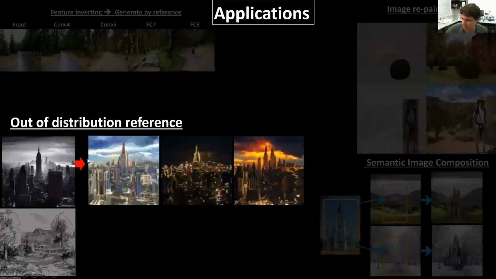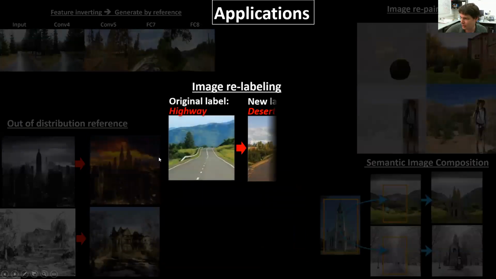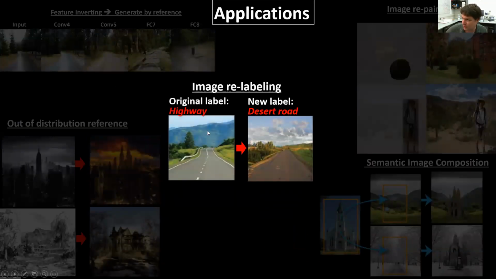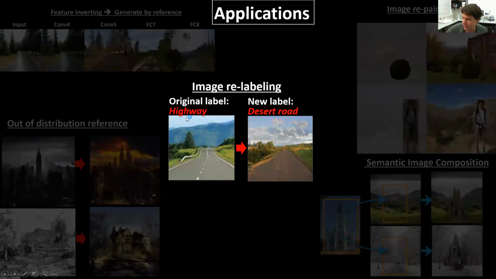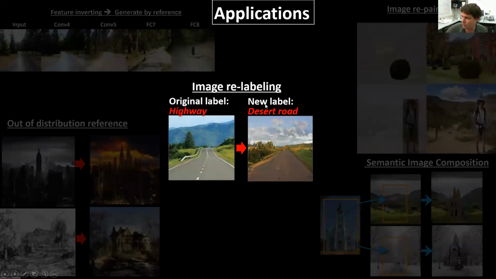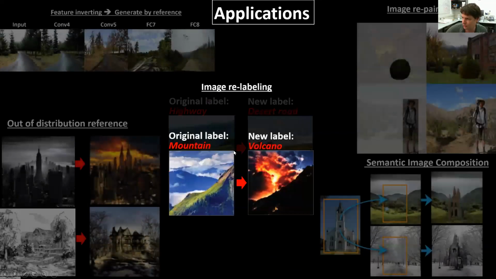And I'm going to skip because I already took too much of your time. This is called relabeling. And you can see that since all of these have this class label, I can play with it and say, okay, this was a highway, I want it to be a different class, desert road, or this was a mountain, and now it becomes a volcano.